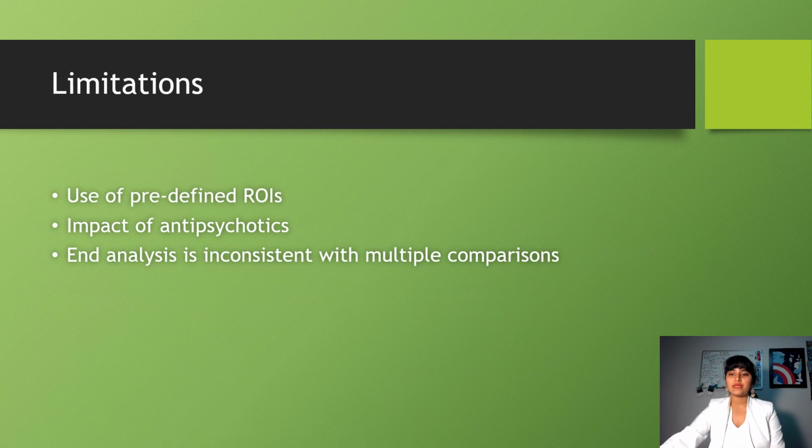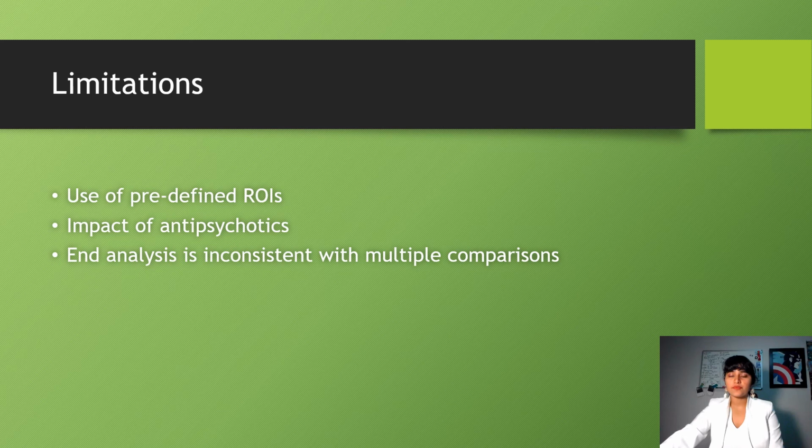Primarily, 3 limitations in the paper. First being use of predefined ROIs as it limits the scope of research. Second being impact of antipsychotics as majority of the patients were on some antipsychotic drugs. And also the analysis is inconsistent with multiple comparisons.